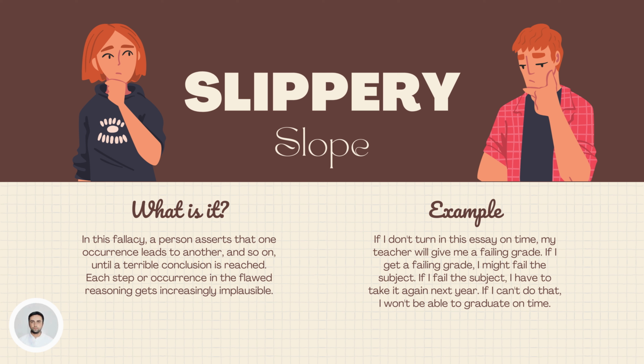The second one is slippery slope. A slippery slope is when a person asserts that one occurrence leads to another, and so on, until a terrible conclusion is reached. If we take an example of a slippery slope, it's the one that you already have on your screen. There's this guy who says, if I don't turn this essay in on time, my teacher will give me a failing grade. If I get a failing grade, I might fail the subject. If I fail the subject, I have to take it again next year. If I can't do that, I won't be able to graduate on time. Very interesting and very good example of a slippery slope.